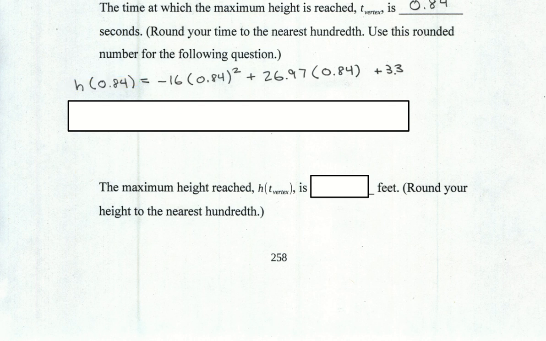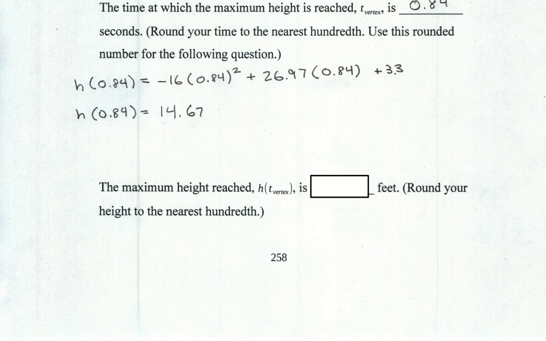0.84 seconds. So wherever we see a t, we substitute in 0.84, and we get a lot of arithmetic. Notice that's entirely arithmetic. The only thing going on there is arithmetic. So we put it in a calculator, and out pops, after we've rounded, 14.67. Again, we're rounding to the nearest hundredth. So there's the maximum height. It got to about 14.67 feet, and that's as high as it got.